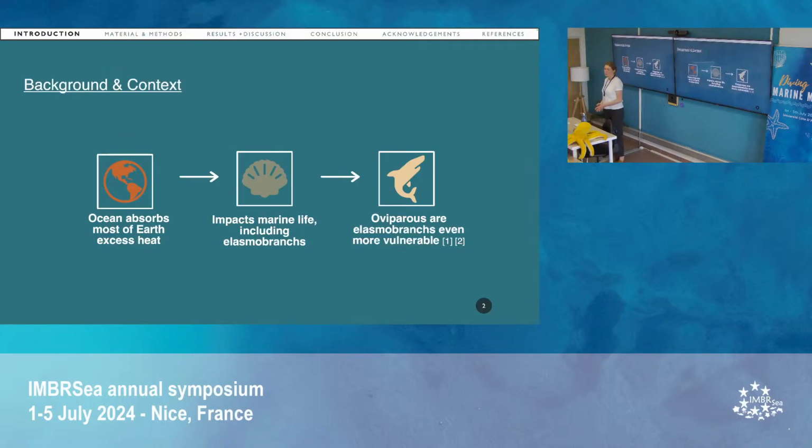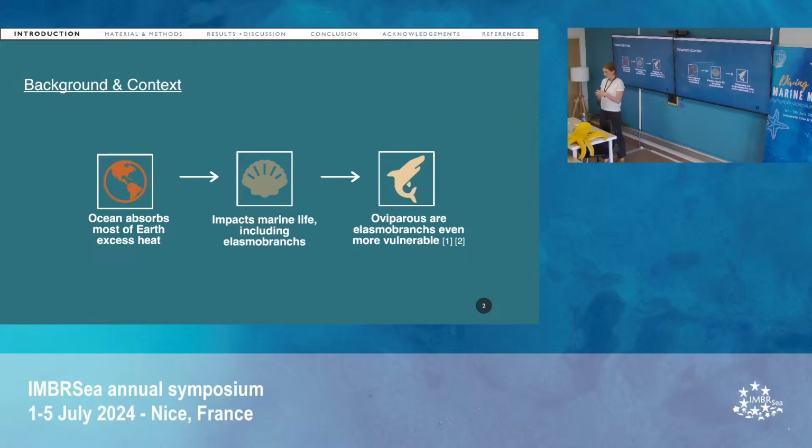The ocean is absorbing most of Earth's excess heat, so the ocean is warming, which is impacting marine life in many different ways, including elasmobranchs. And these species are already threatened by a lot of different anthropogenic pressures. So the impact of ocean warming on these species could be even greater or more important.